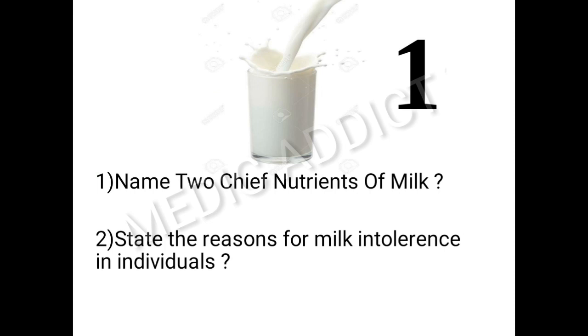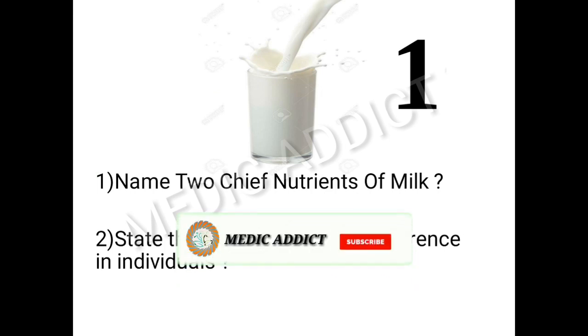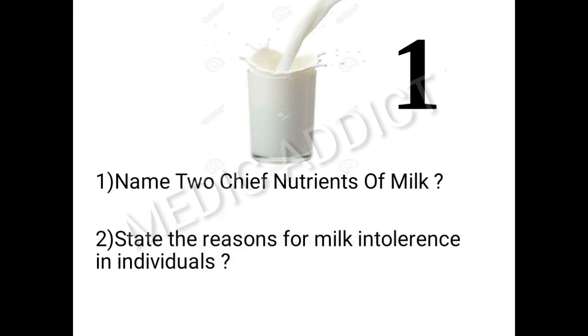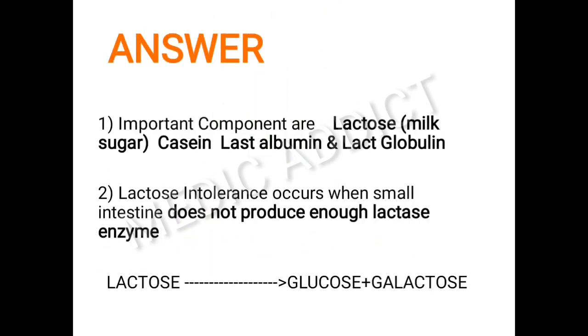The first spot is asking: what are the chief nutrients of milk and the reasons for milk intolerance? The answer is that the important components present in milk are lactose, which is mainly a milk sugar, casein, lactalbumin and lactoglobulin. Now the second question is: what is the main reason for milk intolerance?